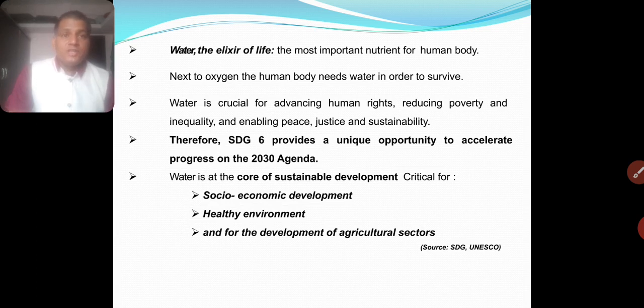Water is crucial for advancing human rights, reducing poverty and inequality, and enabling peace, justice, and strong institutions. All are very, very important in the present days. Water is crucial for advancing human rights and reducing poverty.